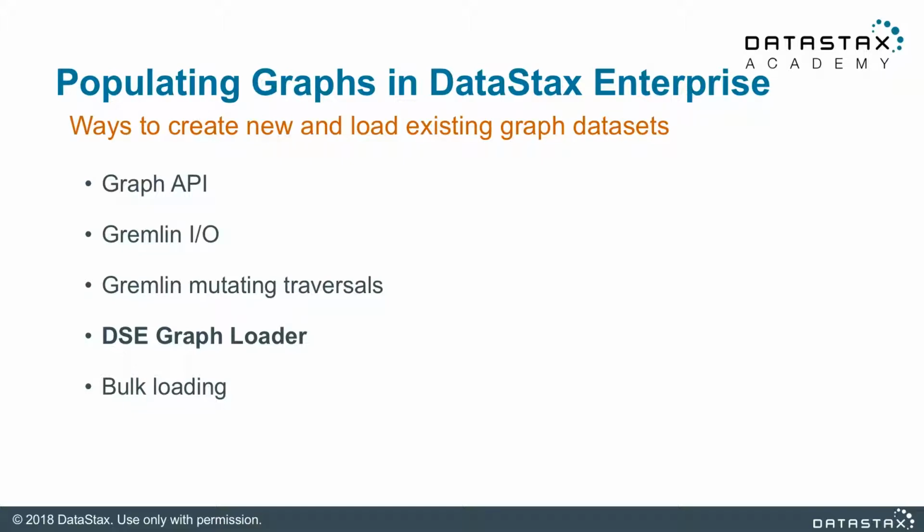One can execute individual statements in the Gremlin console or in DataStax Studio, or write a script that uses many statements programmatically. Now, this method is generally slower than Gremlin I/O. However, Gremlin I/O is more suitable when exporting and importing existing graphs. Gremlin mutating traversals are more suitable for mutating existing graphs.